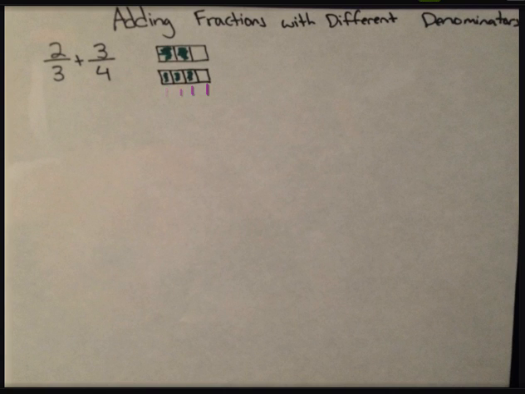Now, we can't add two fractions together that have different denominators because the whole is broken up into different size pieces. Those third pieces are a different size than the fourth pieces.